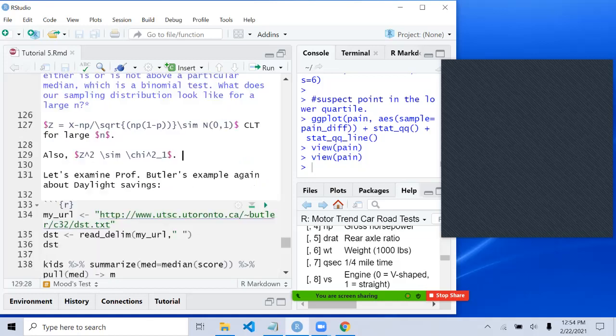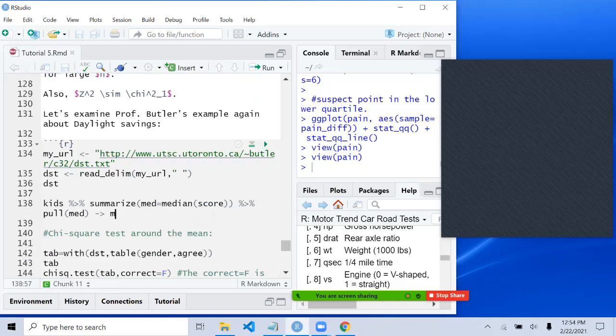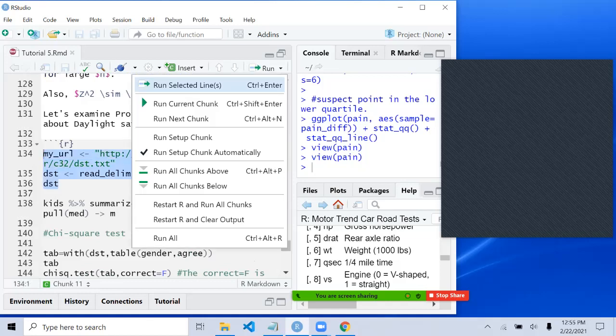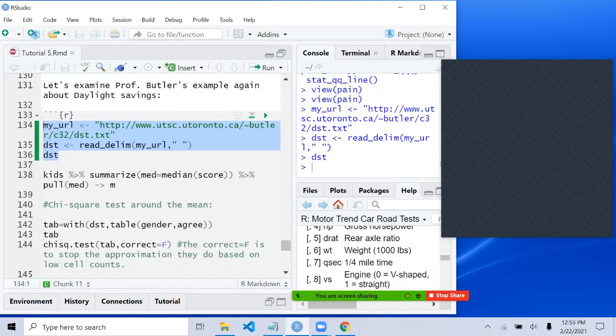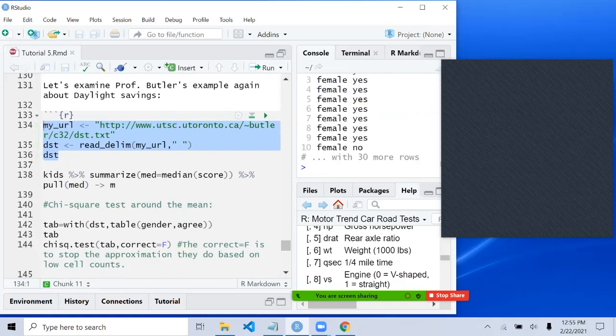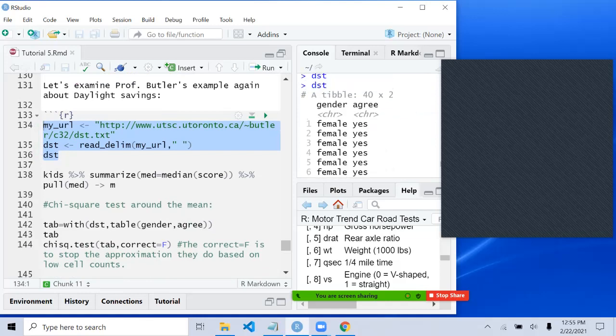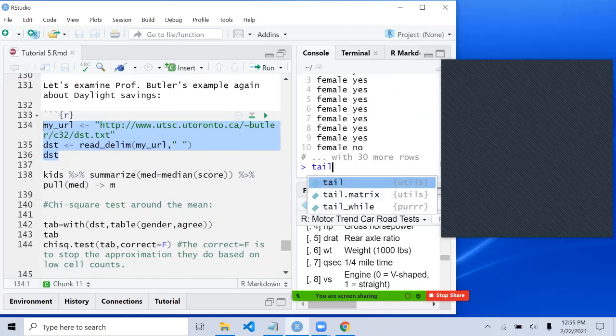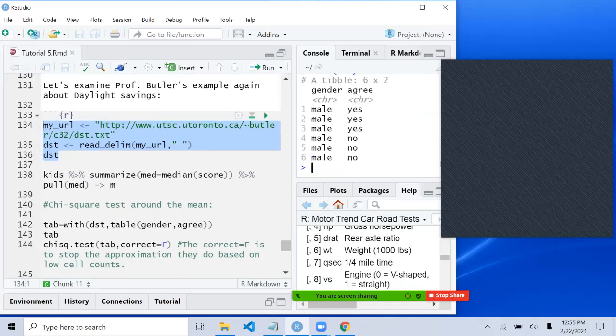So let's look at another example Ken had, which is daylight savings. The question is whether or not people believe that you should end daylight savings. Do you agree that daylight savings kind of sucks? Here's a table of females and males. It's a table of 40 by 2, with 20 female responses and 20 male responses. So this is a table of all the 40 responses, 20 for each gender.